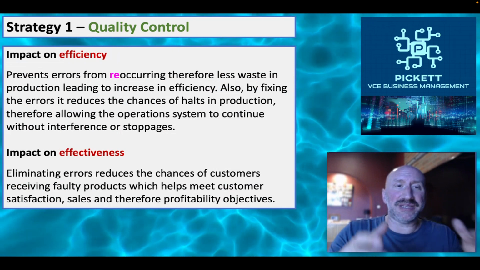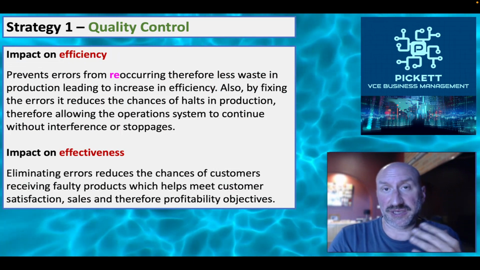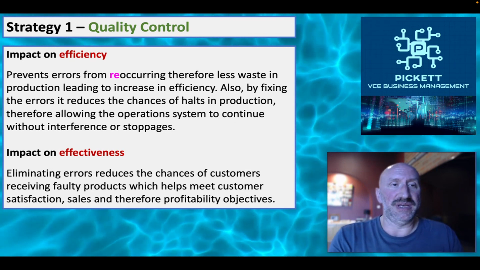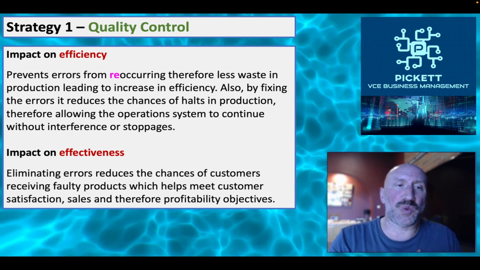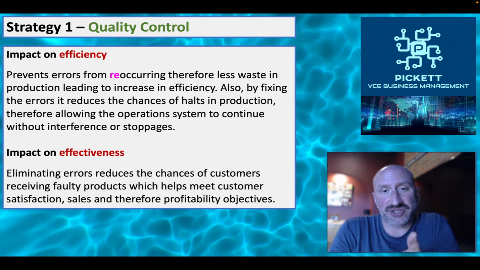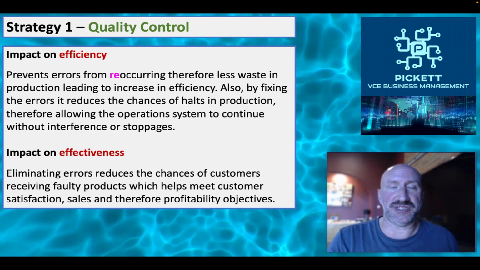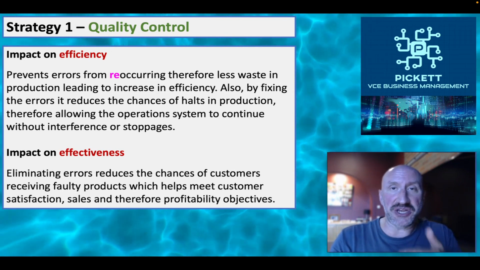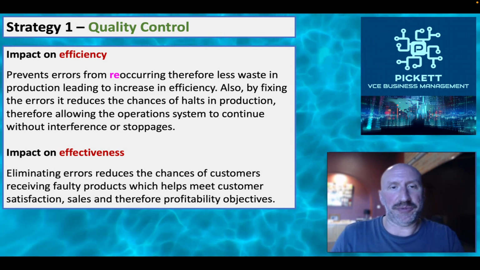Okay, impact on efficiency and effectiveness, because again, that is mentioned in the study design, so they can specifically and probably will ask you specifically about this. So impact on efficiency: prevents errors from reoccurring, therefore less waste in production leading to increased efficiency. Fairly obvious. And also by fixing the errors, it reduces the chances of halts in production, therefore allowing the operations system to continue without interference or stoppages, which again is also going to help your efficiency.